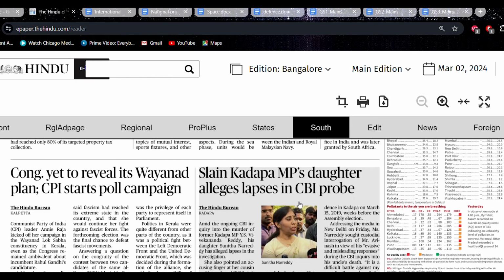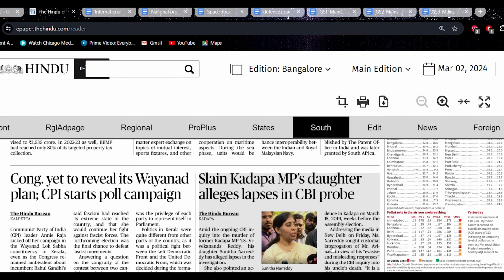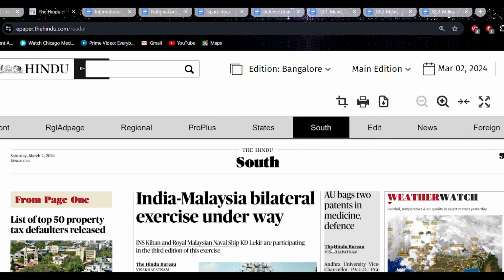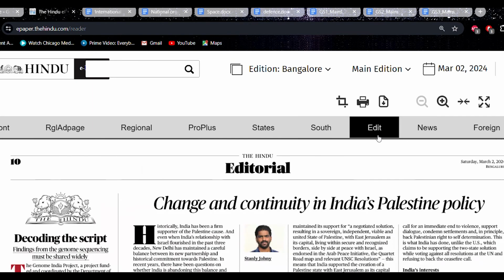Okay, then go to this particular news. Slain Kadappa MP's daughter alleges lapses in CBI probe. So what is CBI? That will be covered in your Indian polity book by Lakshmikant. If you are not very clear, just Google it, CBI UPSC, and read about the article.